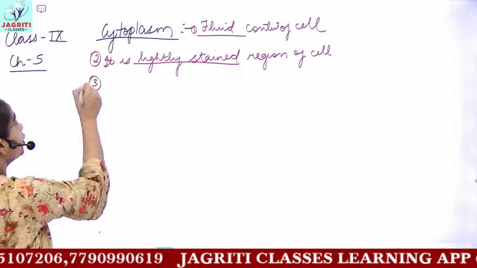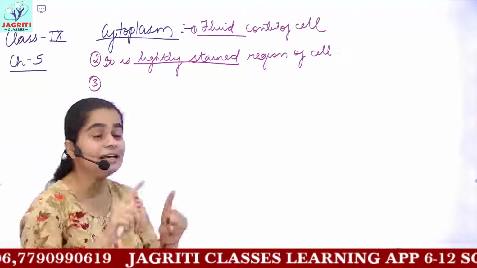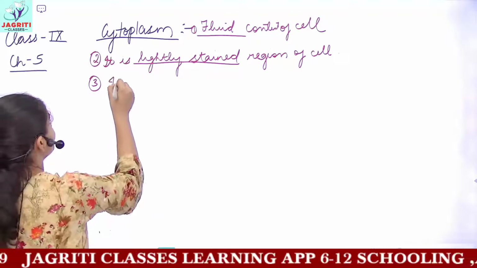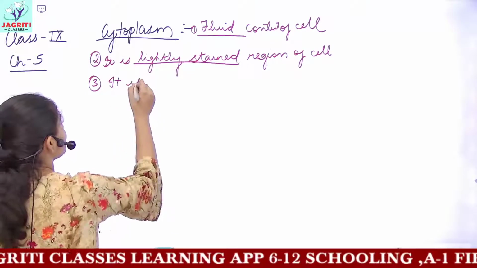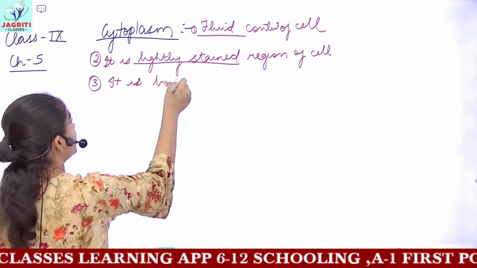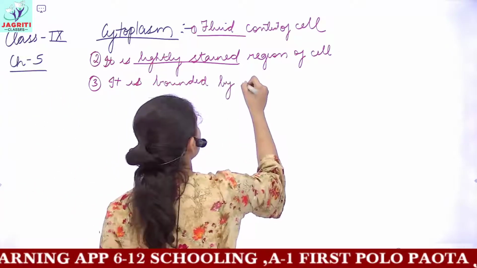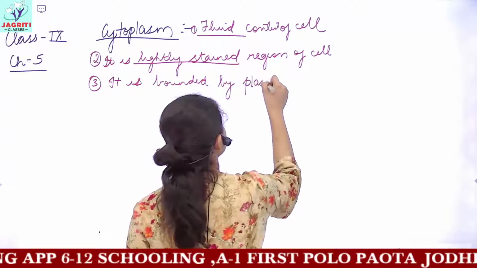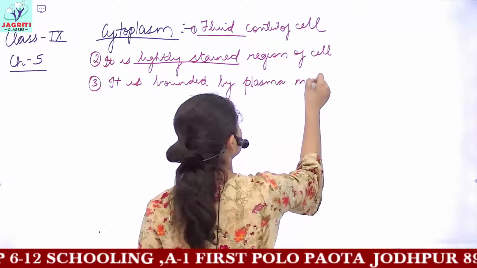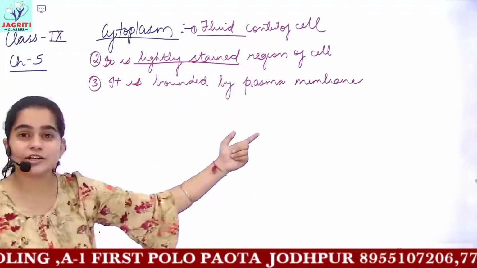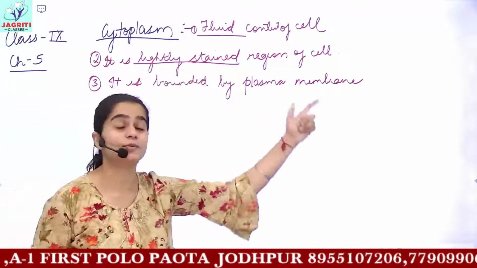Then the third point is this cytoplasm is bounded by plasma membrane. So this liquid content, or cytoplasm, is bounded by the plasma membrane of your cell. Now these were the structural features or the physical features of cytoplasm.